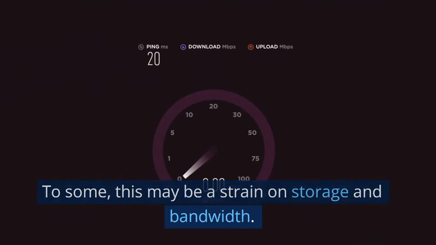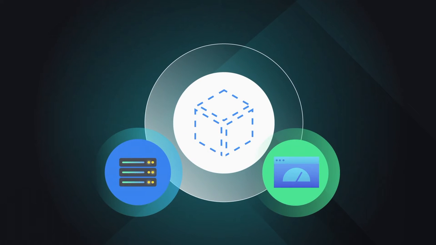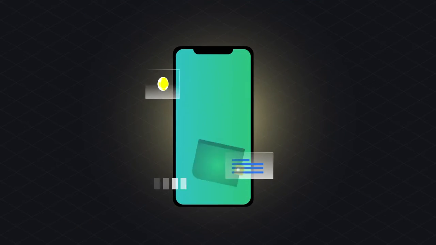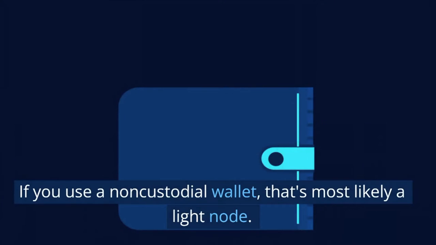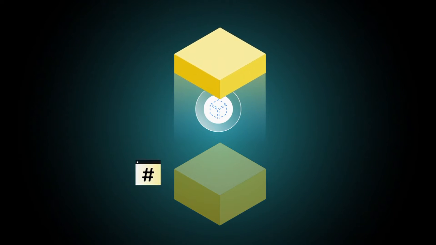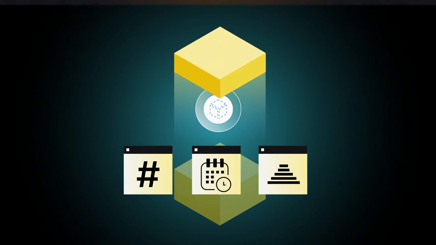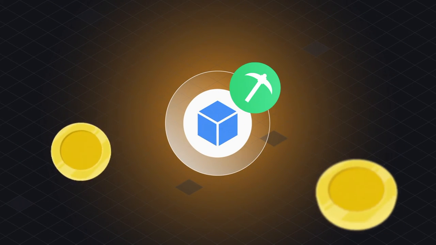On the other hand, light nodes are devices that connect to other nodes but perform limited validation on the data. Because of this, they have lower storage and bandwidth requirements and can be run on devices such as cell phones or low-end computers. If you use a non-custodial wallet, that's most likely a light node. Instead of downloading full blocks, light nodes download only the block headers, which are much smaller in size. The block header gives you important information, such as previous block hash, timestamp and other metadata. Ultimately, light nodes rely on full nodes to operate.